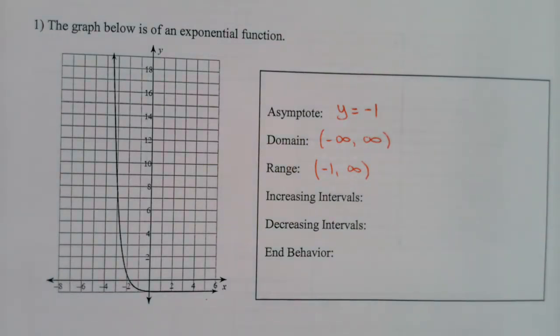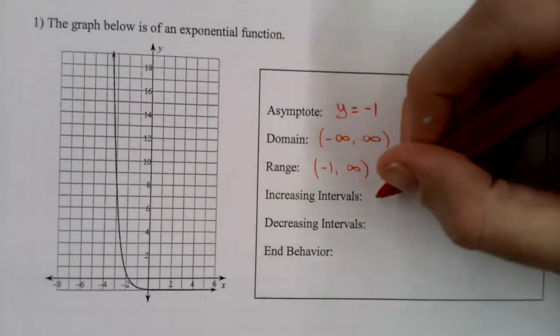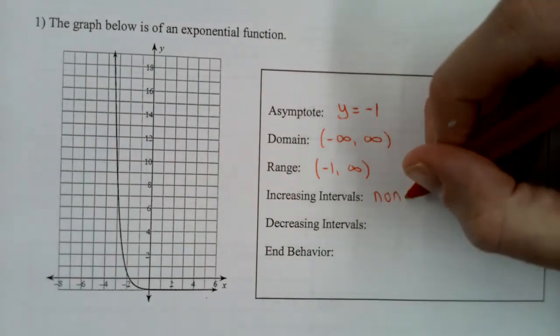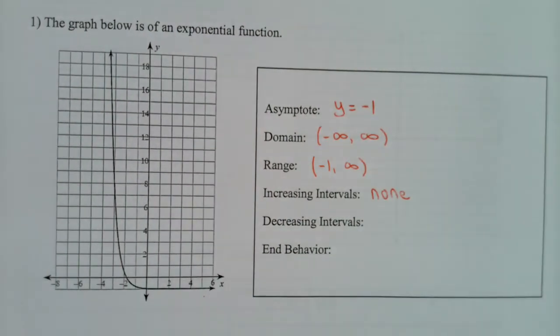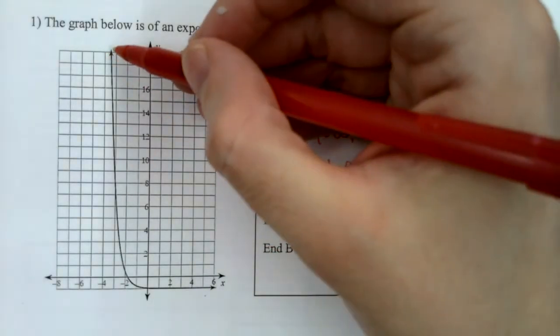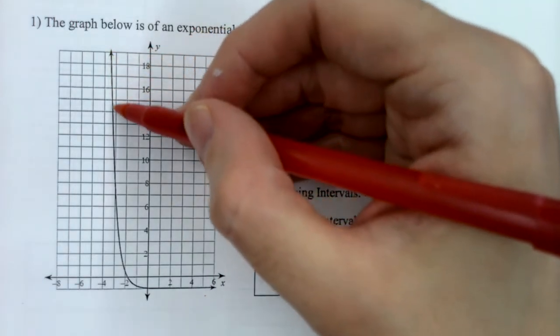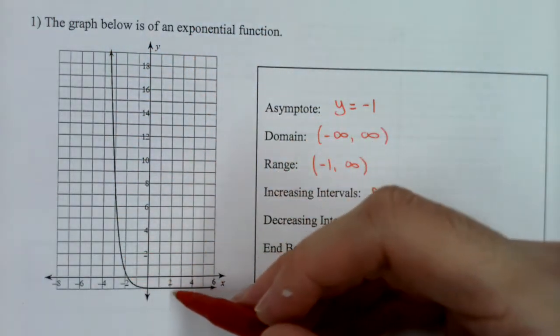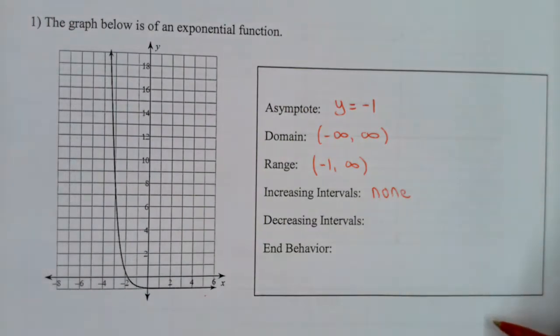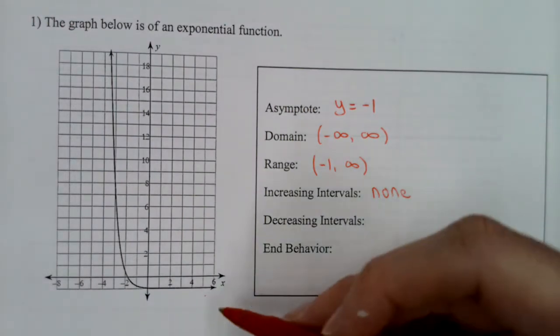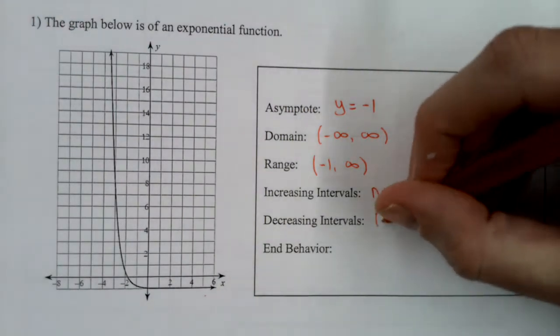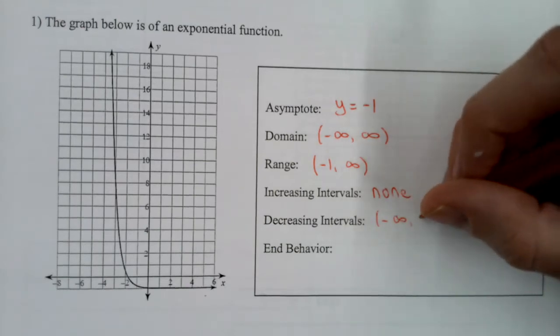Increasing intervals means where is the graph going uphill? Where does it have a positive slope? And it does not have any increasing intervals, so I'm going to write down none. Decreasing intervals means where is the graph going downhill? Where does it have a negative slope? And you use the x values, remember? And everywhere it's going downhill. Very slowly, but it's going downhill over here. So for decreasing intervals, I'm going to say -infinity to infinity.